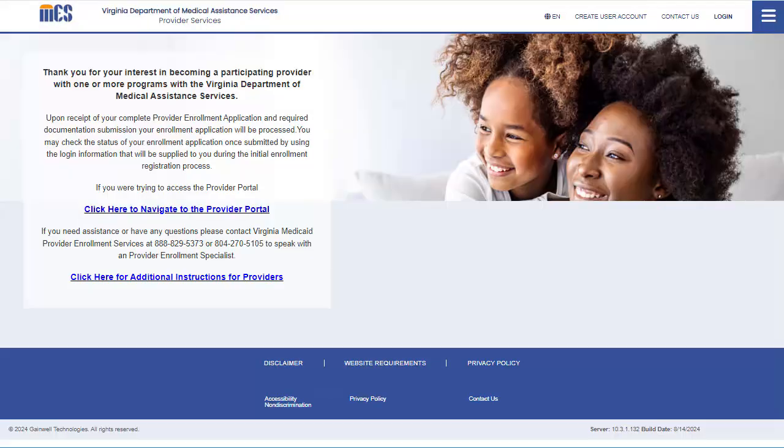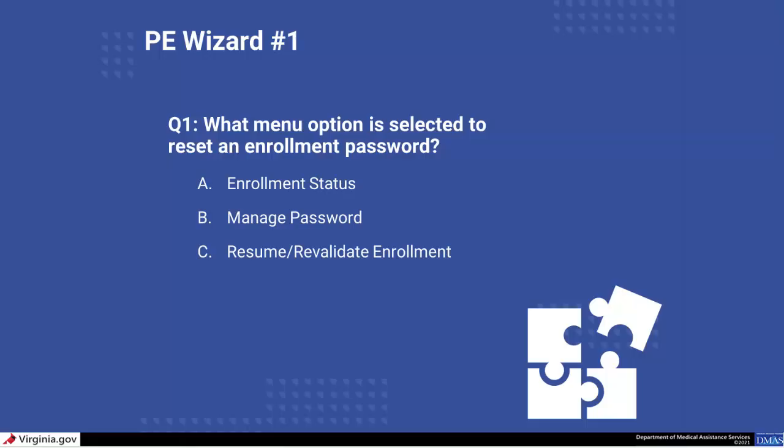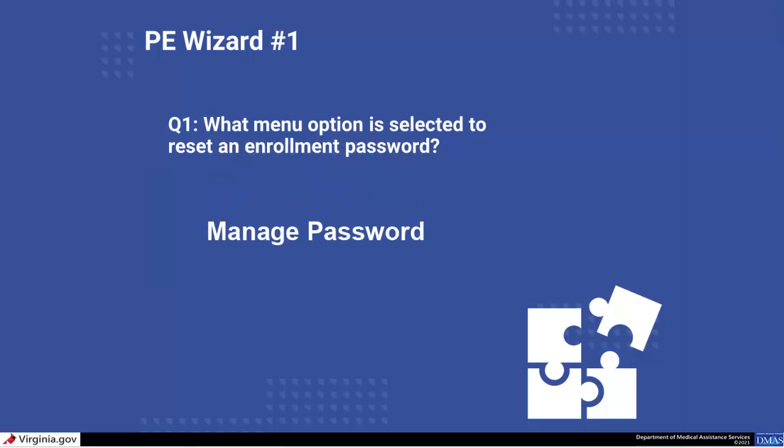Before we continue with the application, let's see what you recall. What menu option is selected to reset an enrollment password? Is it A, enrollment status, B, manage password, or C, resume revalidate enrollment? The correct answer is B, manage password.